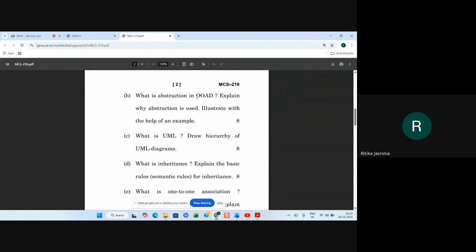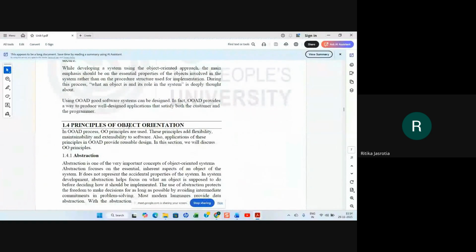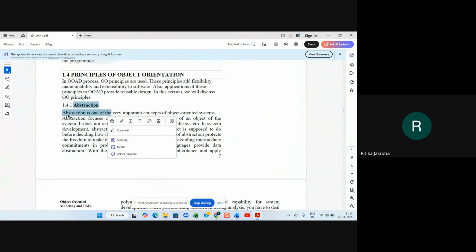What is abstraction in OOAD? Explain why abstraction is used. Illustrate with the help of an example. So, if this is your question, what is abstraction? When you talk about principles of object orientation, the first principle is abstraction. So, this is where abstraction is given.